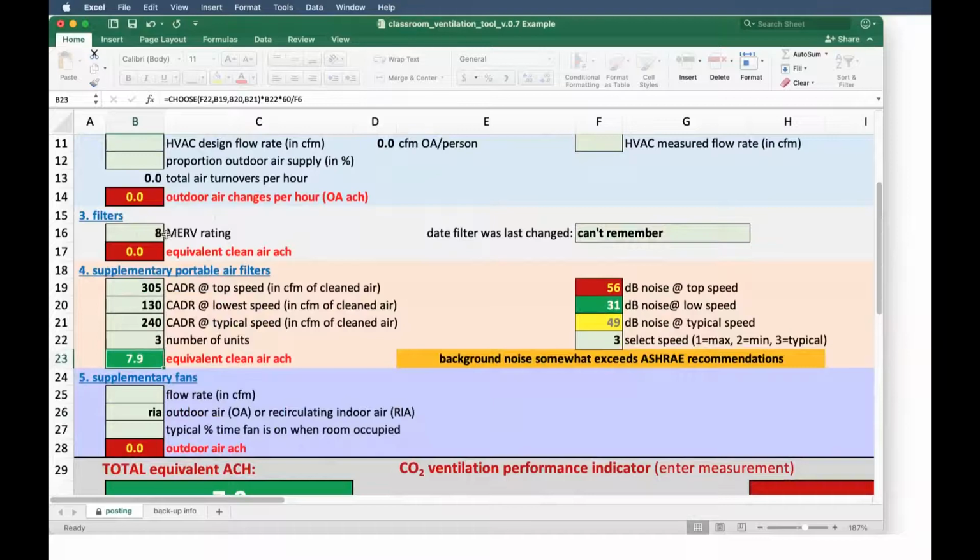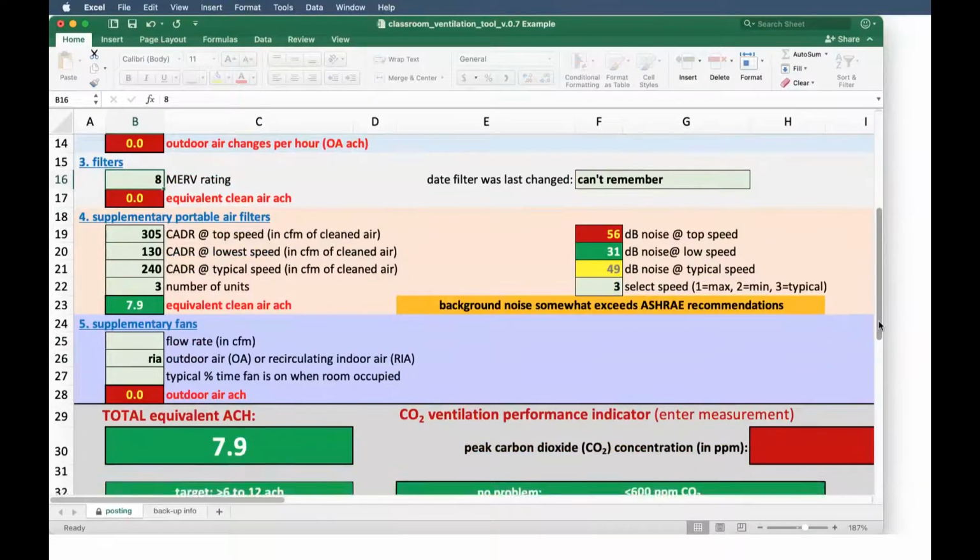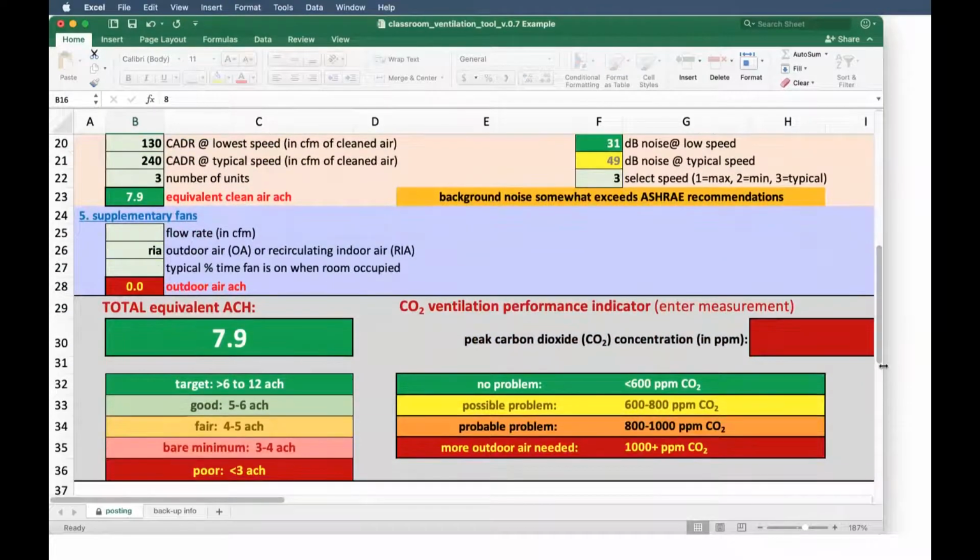But this was an example, John, of just playing with the sheet and discovering that it doesn't much matter what you put in if you say there's no HVAC system. You just have to have some number in for the filters. And then if you've got portable air filtering units, you can actually play with this. And you don't even have to know. This was a situation where there's no CO2 information available.